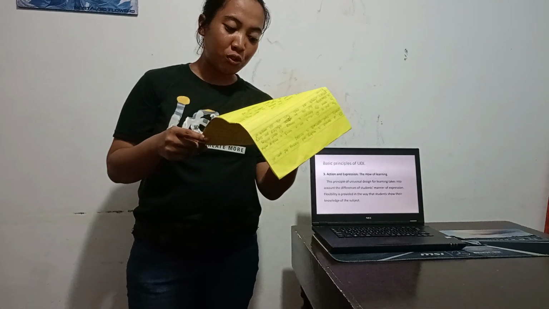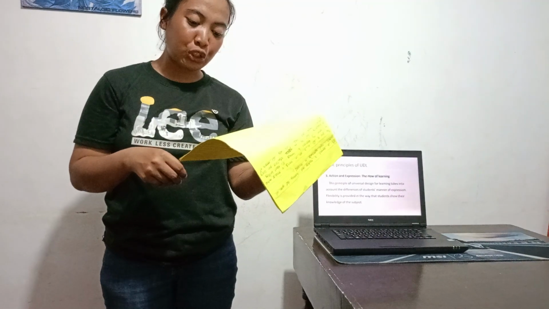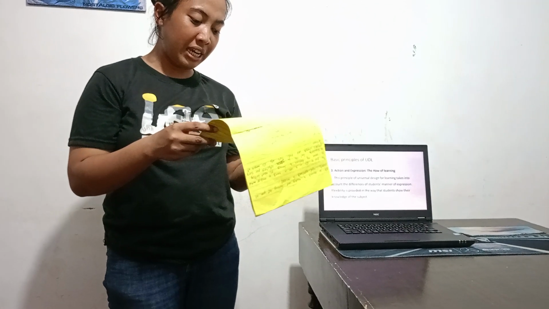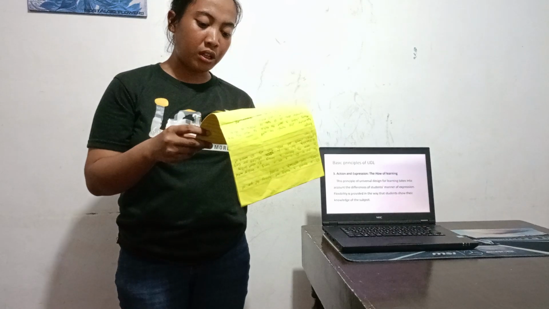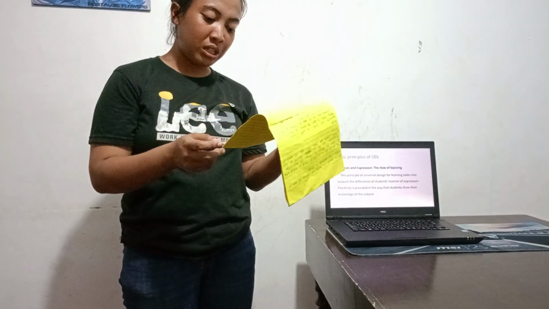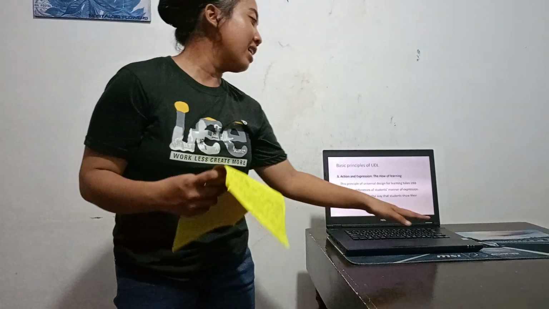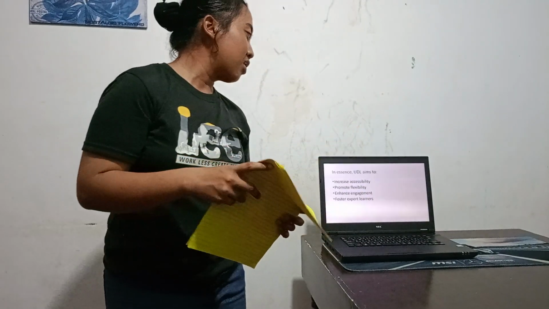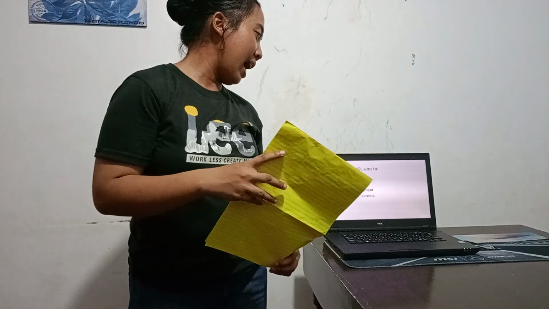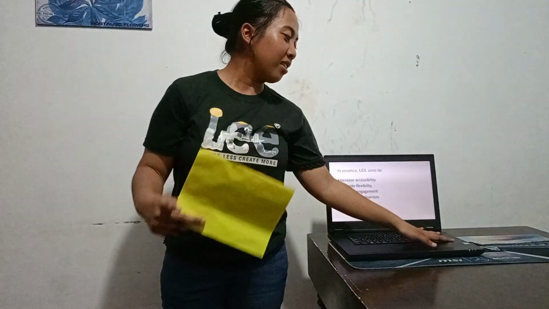Action and expression also means that once students have taken in the information, it's time for them to express and show what they've learned. Teachers help students to set goals for learning and guide students through monitoring their own progress. The goal of action and expression is to help students to become more strategic and goal-directed. And lastly, in essence, UDL aims to increase accessibility, promote flexibility, enhance engagement, and foster expert learning. And that would be all.